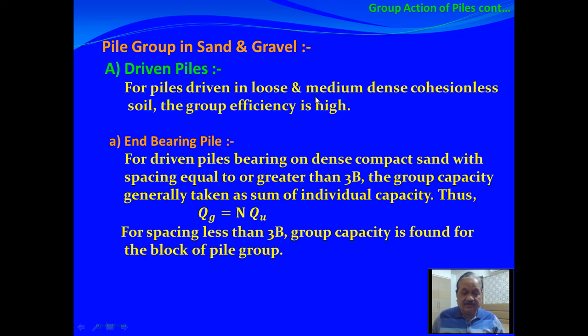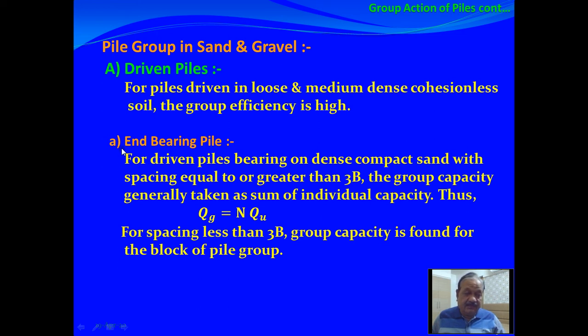When the piles are driven into loose and medium dense cohesionless soil, the group efficiency is usually high, because while driving the pile in loose and medium dense cohesionless soil, the pile displaces the loose soil adjoining to the pile, which will increase the relative density, and thus the group efficiency will be high.